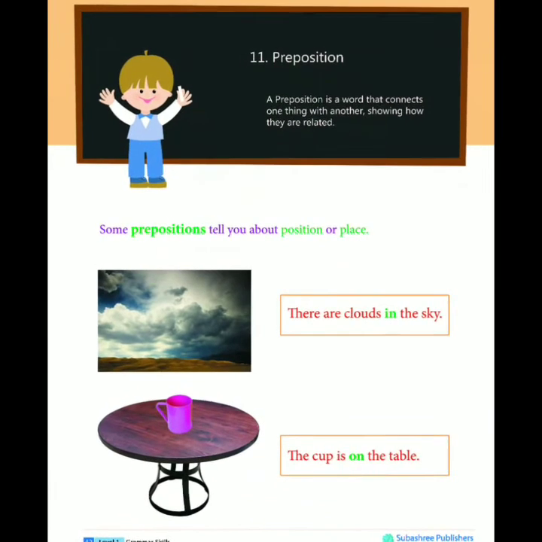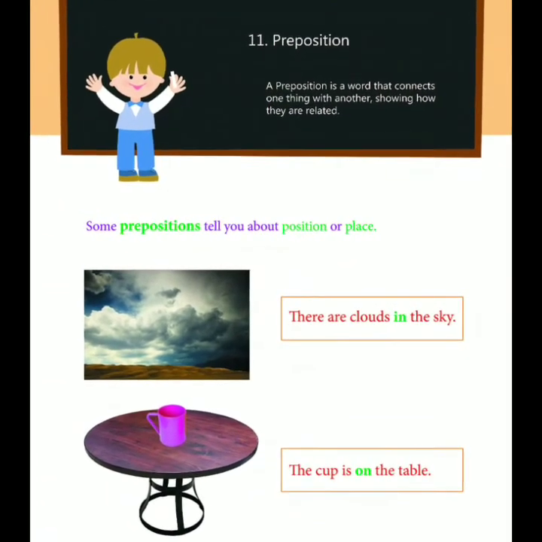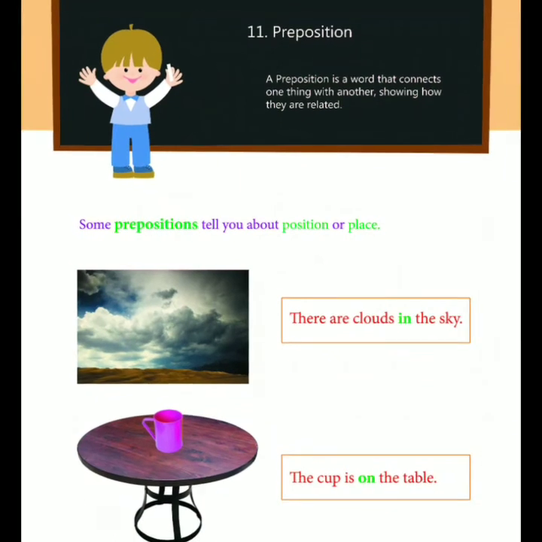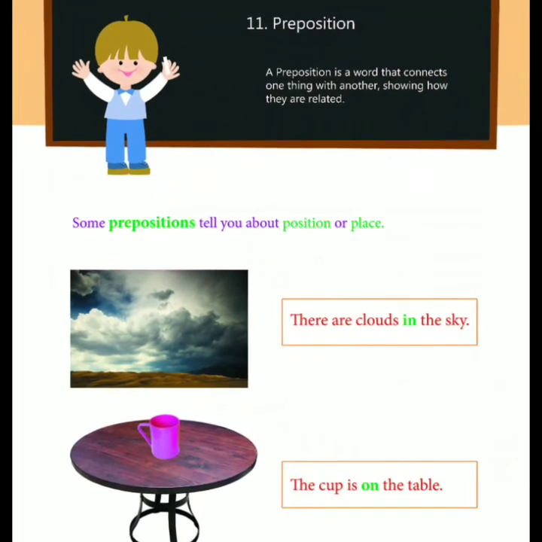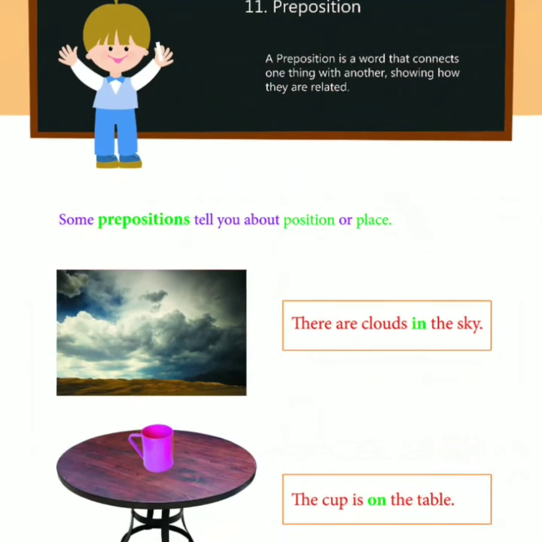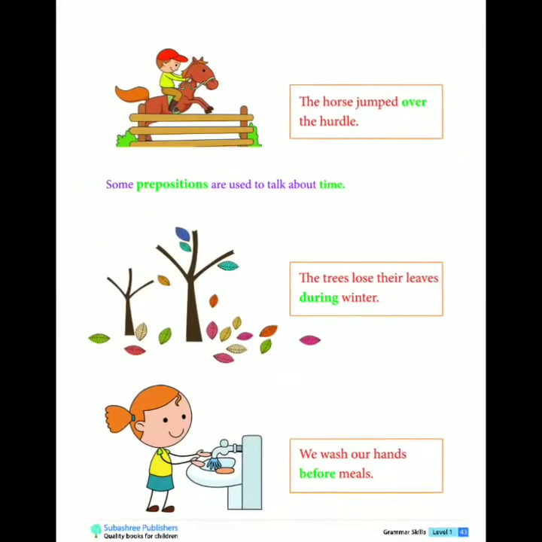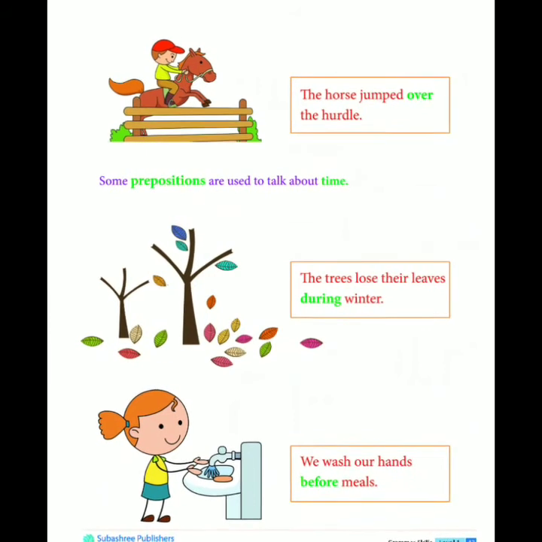Preposition. A preposition is a word that connects one thing with another, showing how they are related. Some prepositions tell you about position or place. There are clouds in the sky. The cup is on the table. These are the examples for prepositions. The horse jumped over the hurdle.